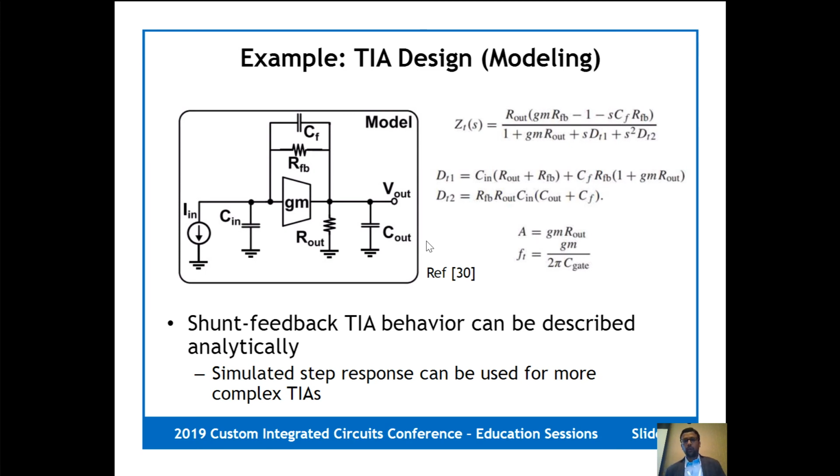So to do this, we can start with a simple analytical model of the shunt feedback TIA. And for a given technology, you can show that really the key parameters are the GM of this input stage and your feedback resistor. And in the case of more complicated TIAs, we could actually start with some step response or some kind of frequency domain description of a higher order TIA.